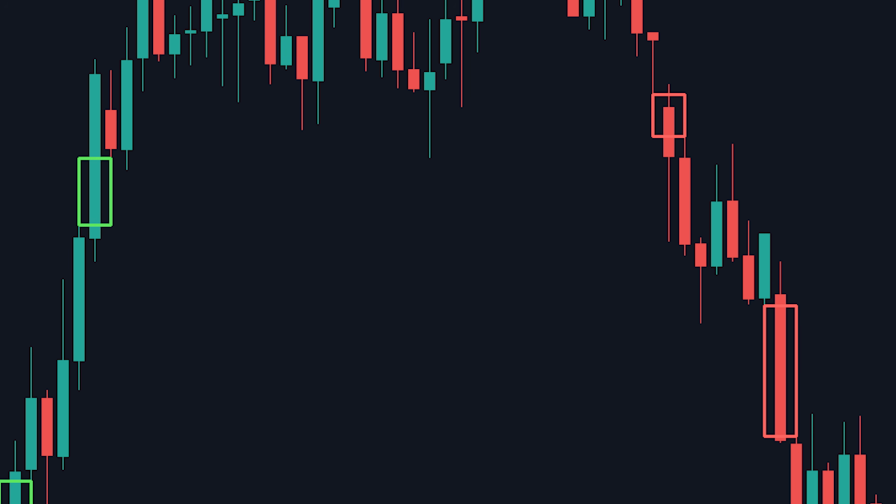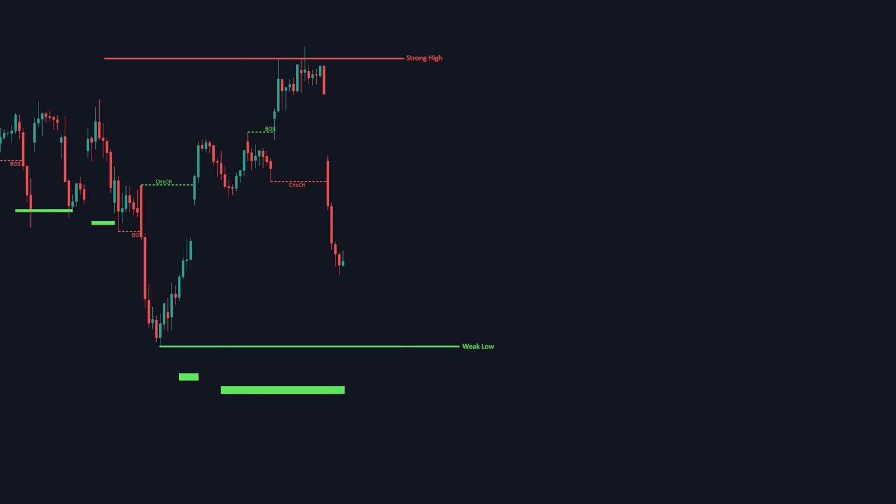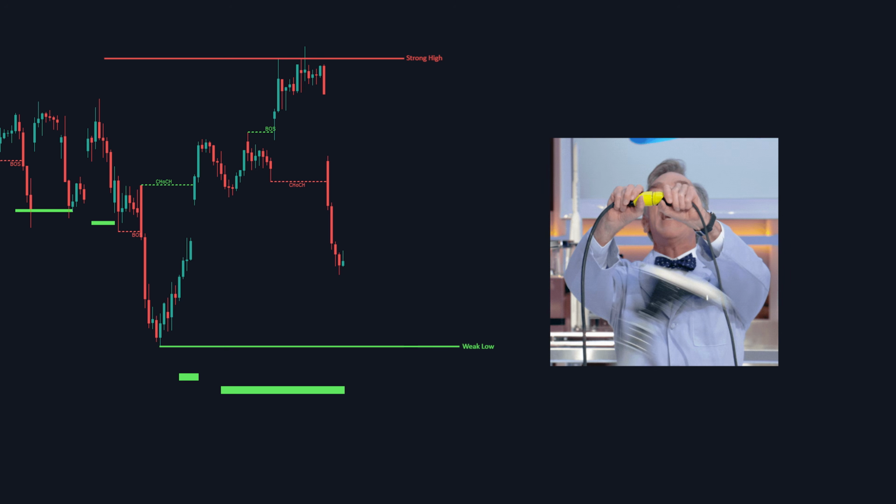My indicator will mark these for you, red rectangles being bearish fair value gaps, green rectangles for bullish fair value gaps. Quick tip, if you are using the indicator, I only like turning the fair value gaps on after I find a liquidity grab and a change of character, because they do make the chart a little messy. So in this scenario, this is where I would enable the fair value gaps.